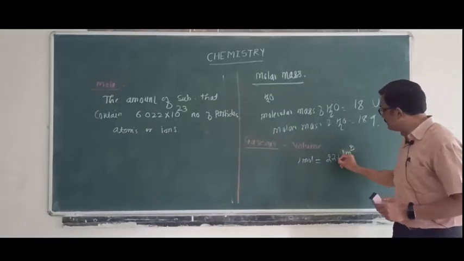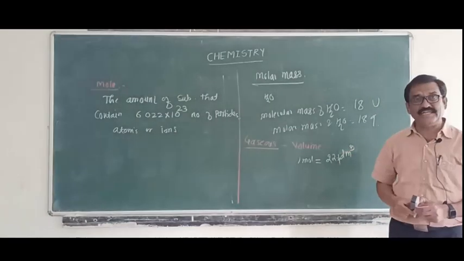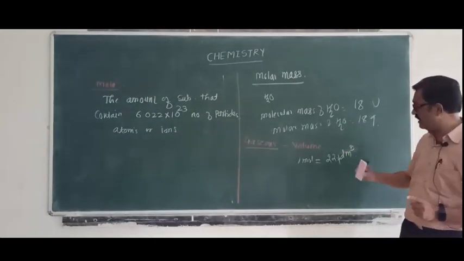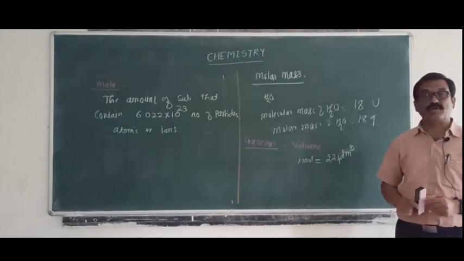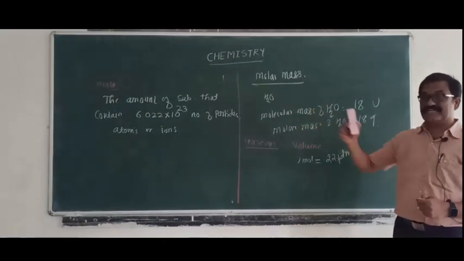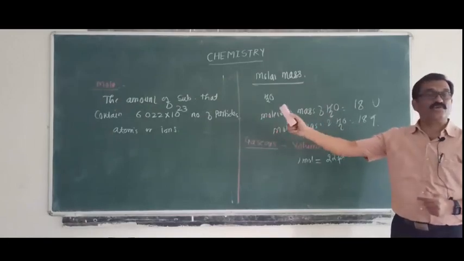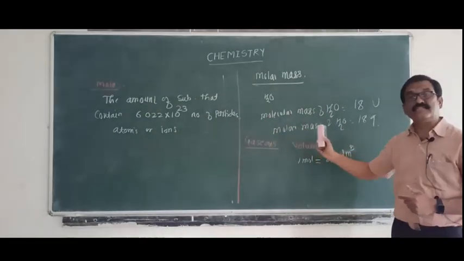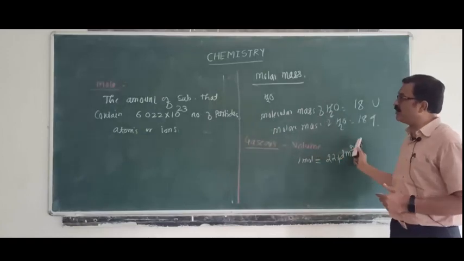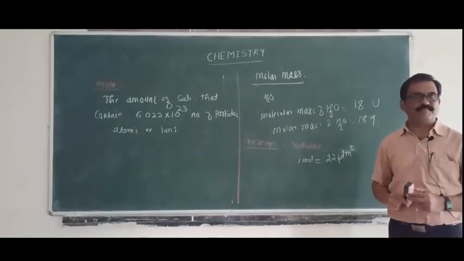22.4 decimeter cube. 1 mole of any gaseous molecule contains this much amount of volume. In case of solids and liquids, 1 mole of substance contains Avogadro's number of particles. This is the major difference between molar volume and molar mass.